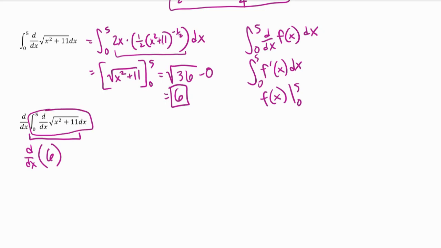So you always work inside out. The first thing I did was I took the derivative, then I solved my integral. Now I'm taking the derivative. Work inside out. The derivative of 6 is 0. So you should notice that anytime you take the derivative of a constant, because this is a definite integral, it will give me a constant, and the derivative of any constant is equal to 0.